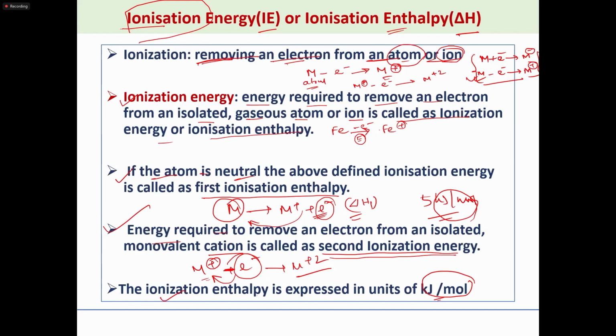Okay, so this is one type of endothermic process. Exothermic process means that the energy will be removed from the system, that will be delta H equal to negative. But here, what is happening? To remove this one electron, we need some amount of energy. We have to give some amount of energy. So it is an endothermic process. So always, the ionization energy, delta H, will be a positive value, and it will have the units kilojoule per mole.